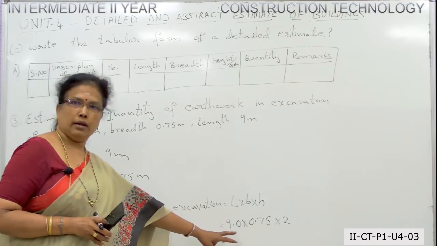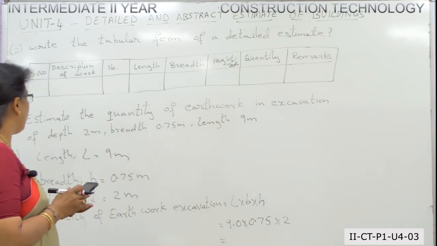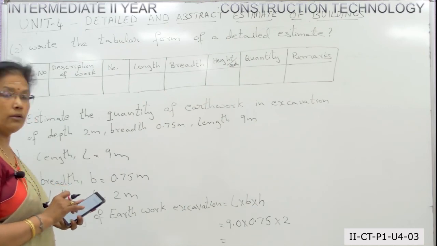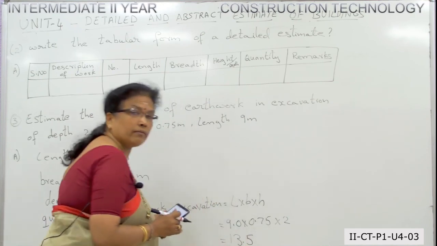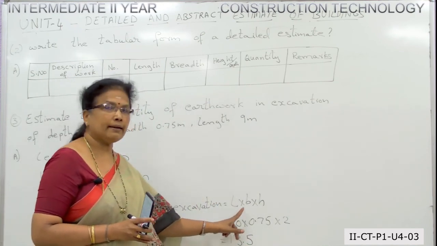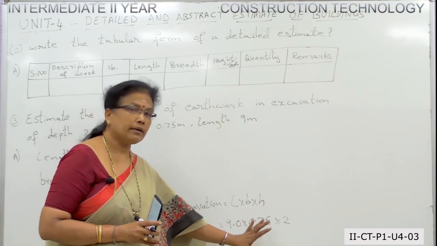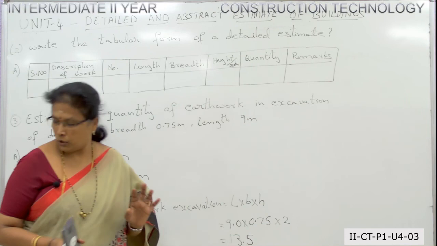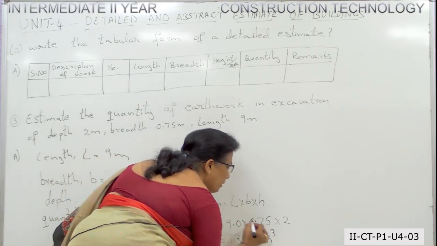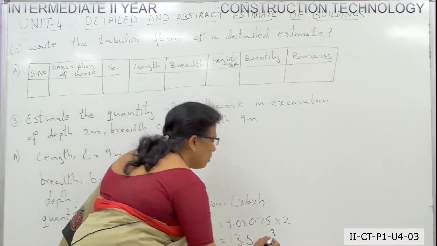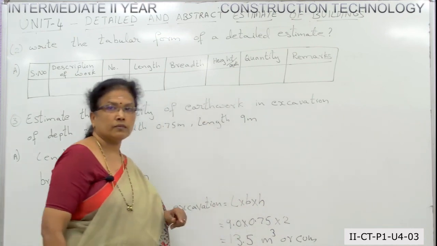Calculators are allowed for your exam. So, with the help of a calculator, you can calculate 9 into 0.75 into 2. That is, you are getting 13.5. And the unit: this is in meter, this is in meter, and this is in meter. Meter multiplied by meter into meter, there are 3, so the unit is cubic meter. You can write it like this or you can write CUM.